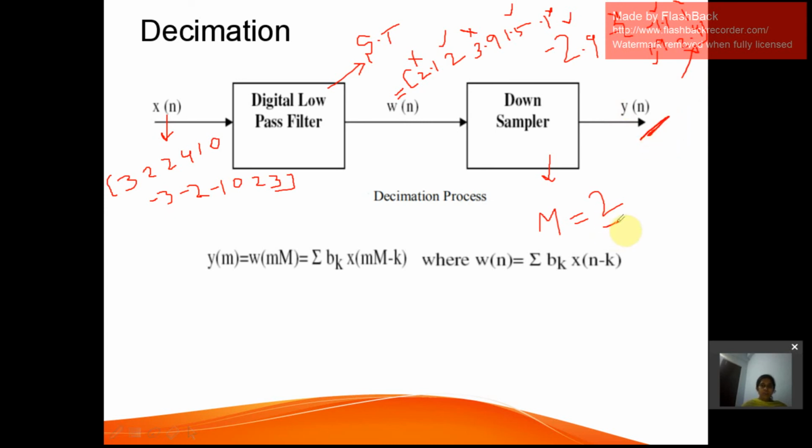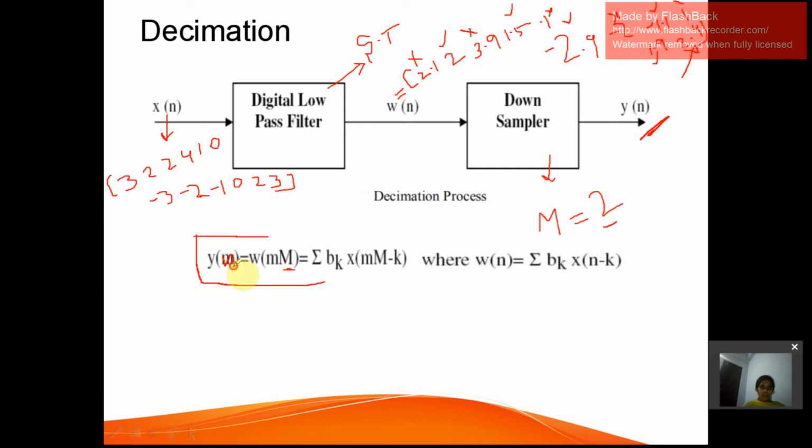From this block diagram, we can write a mathematical expression for this decimation process. The decimated sequence is obtained by dropping every other sample. The input output relationship for decimation of a signal by a factor of M is given by this expression, y of m is equal to w of m, capital M. Here, you just take it as y of n.